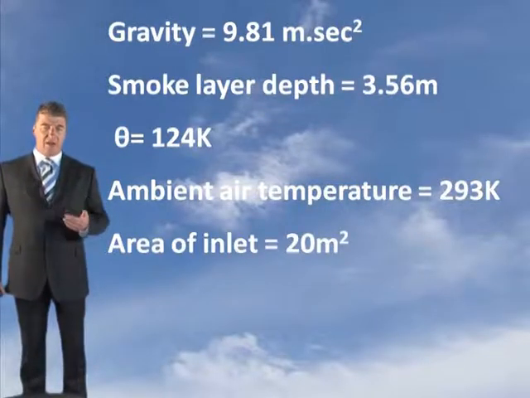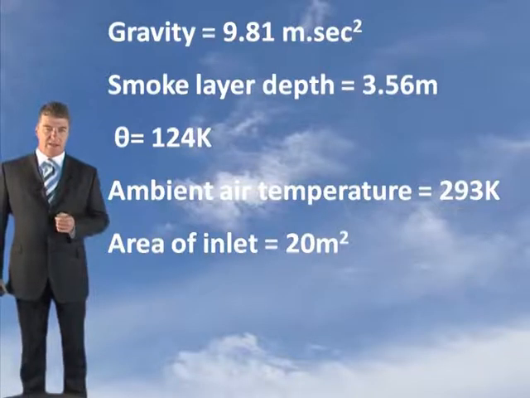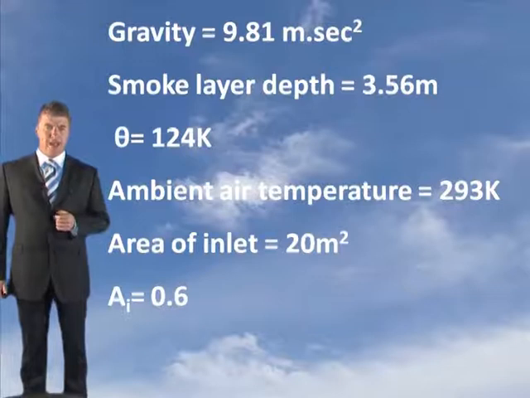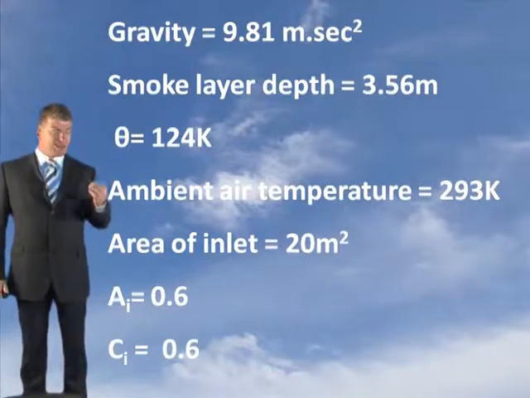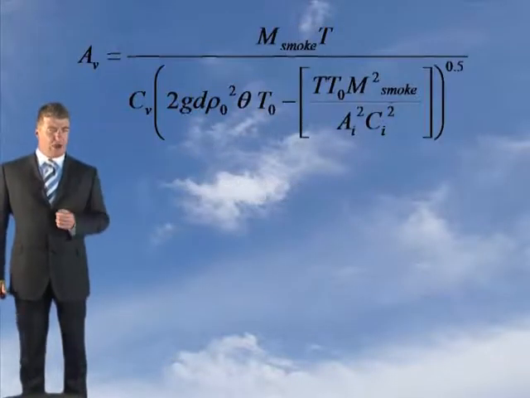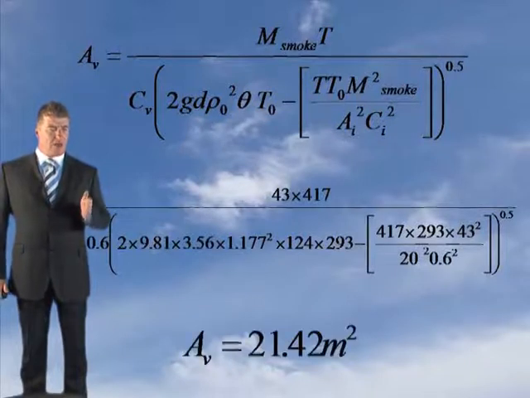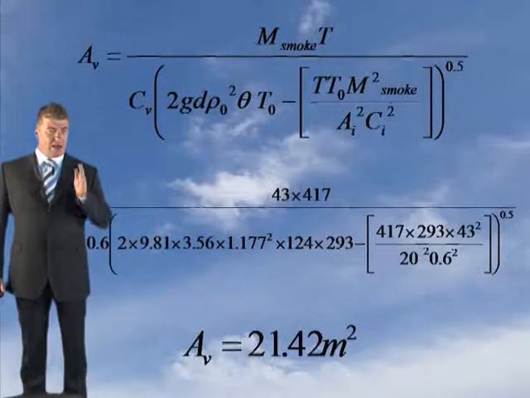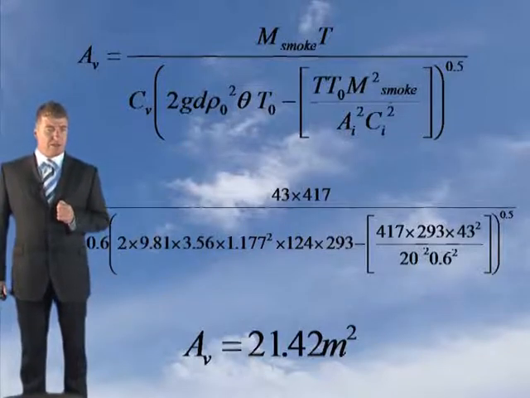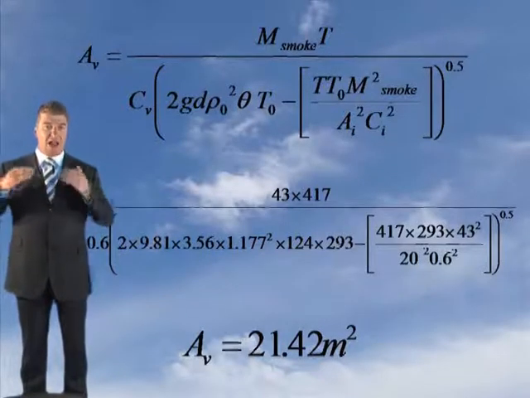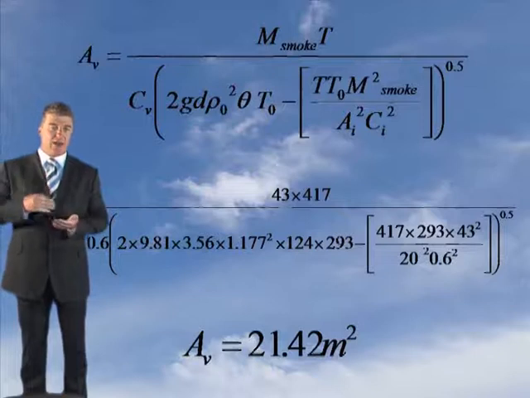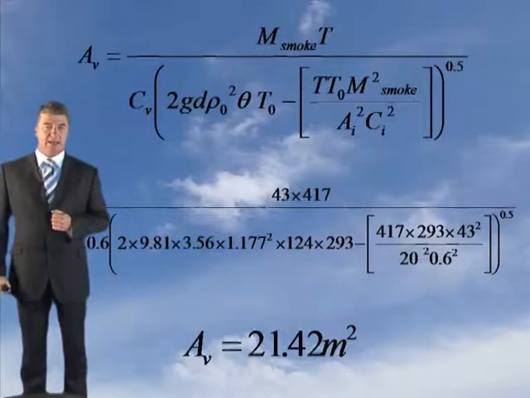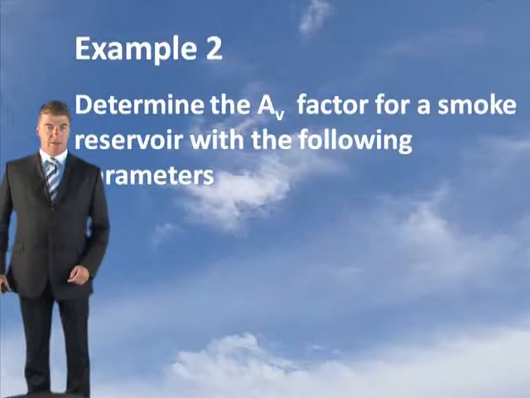The total area for the inlet vents is 20 square metres, and they have a coefficient of 0.6. If you put these variables into this formula here, you should have got an AV factor of 21.42 square metres. So we need at least 21.42 square metres of geometric area, based on a 60% efficient ventilator. That's what you should have got.